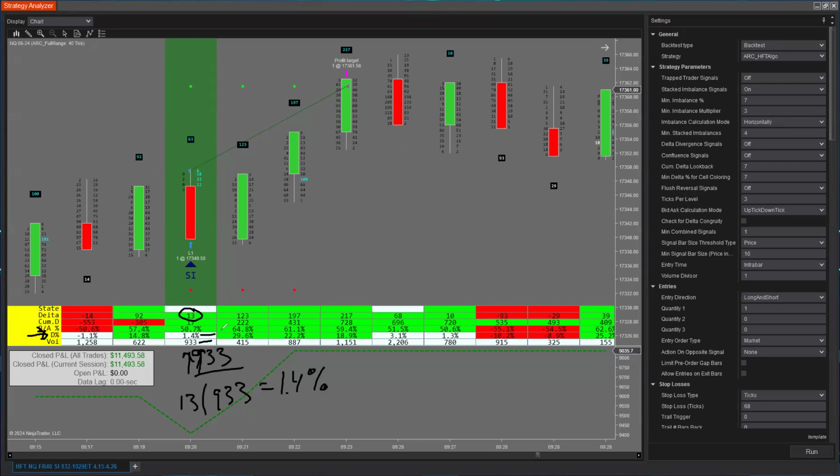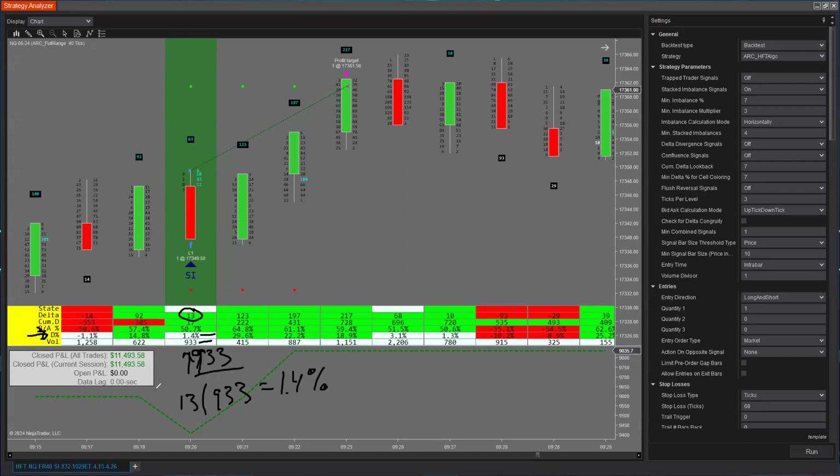Do you need to know all this stuff when you are actually trading? You don't need to know all these percentages. What you do need to know is what is important and what you need to pay attention to, right?